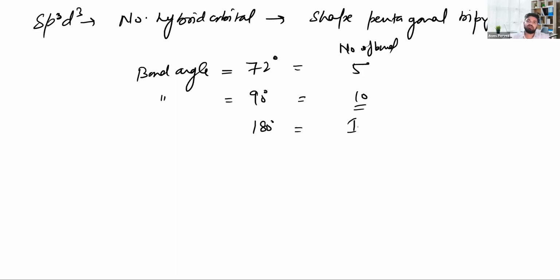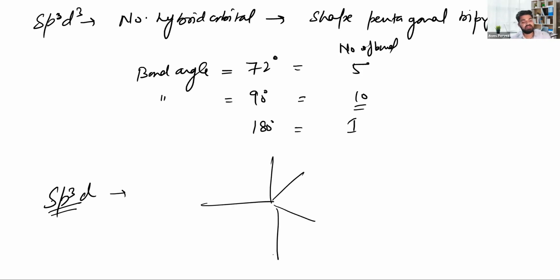Understood? Yes, sir. Now there are some special cases that you are going to study. We have studied sp3d, which has 3 and 1 and 1, 5 means 3 in the plane, 1 above, 1 below. But there is a type of hybridization which is dsp2. Like we have sp3 hybridization, so this is going to have 4 hybrid orbitals.